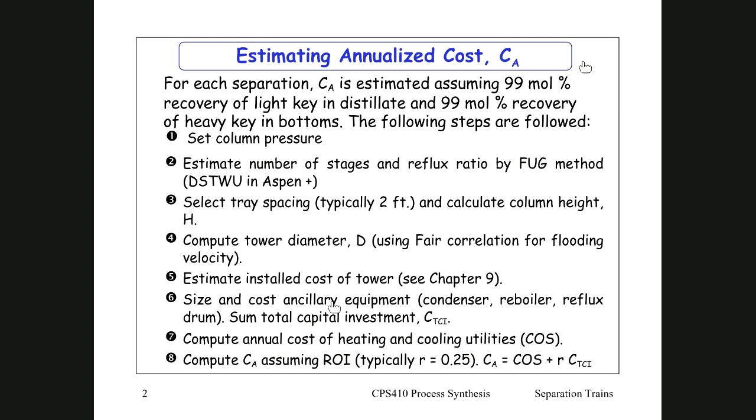You size and cost the ancillary equipment, because now you know how many kilowatts is a condenser, what cooling medium you're using, the reboiler, the reflux drum, and you get the total capital investment. So once you've designed it, you know how much it's going to cost you to put up that distillation column. The other thing that you need then is the annual cost of heating and cooling utilities, and that's COS, cost of sales. Cost of sales is to do with how much it costs to run a business.